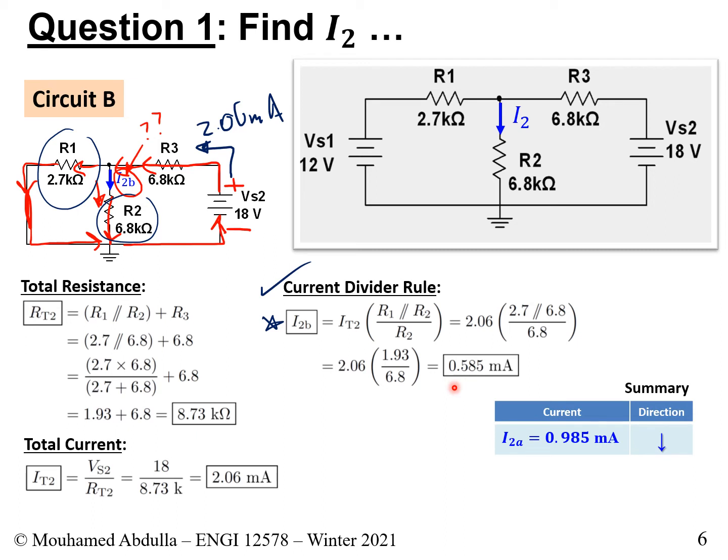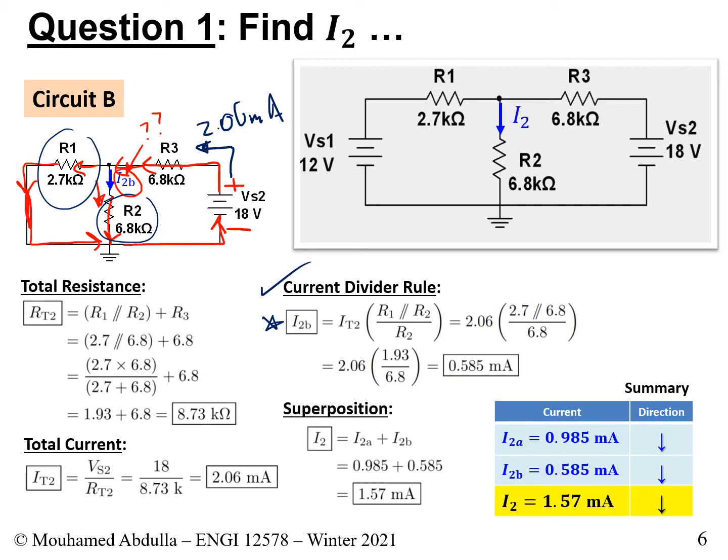Again, in here, we need to then continue putting our data in the summary table. The summary table is critical when you do superposition, like I mentioned before. So we entered what we got here for I2B. We got 0.585 milliamps, also flowing downward. And now when you want to find the total current for I2, you simply add them together. They're both flowing downward, so you can simply add them together.